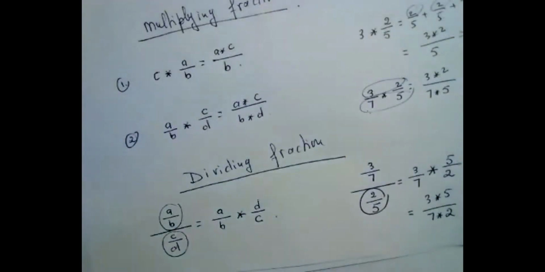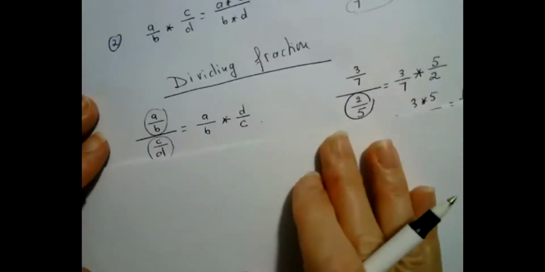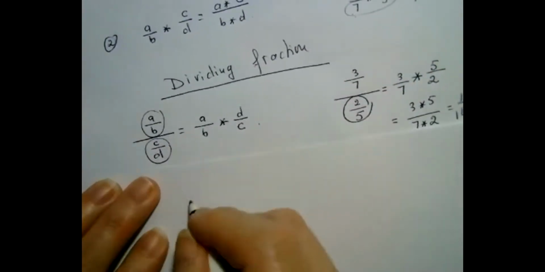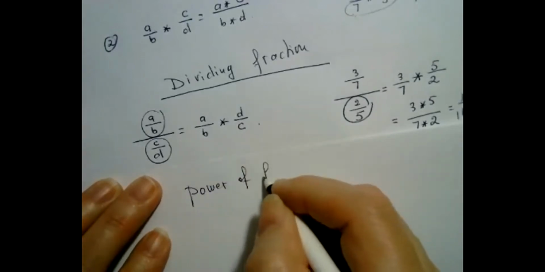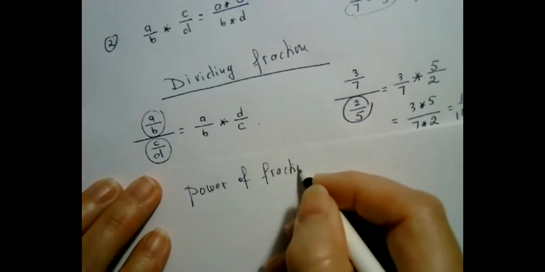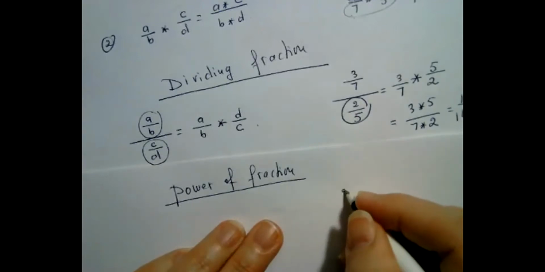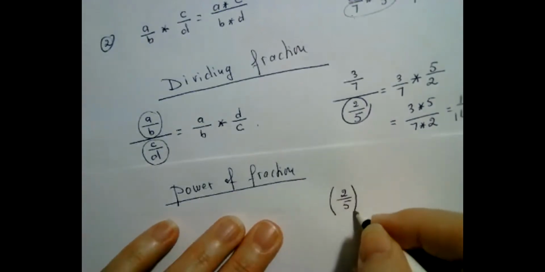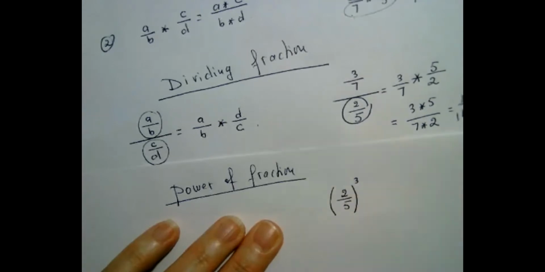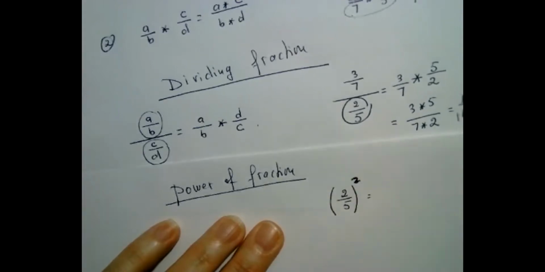So one more property of fractions that's nice to know: the power of a fraction. Don't worry about the word. Let's see what I mean. Suppose I take 2/5, that's a fraction, and I raise it to the power 3, for example. What do I get? What does this mean? Actually, let me start with the power 2, and then I take the power 3.